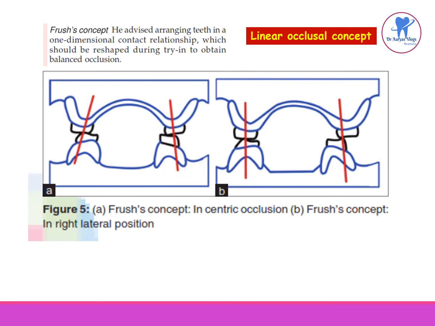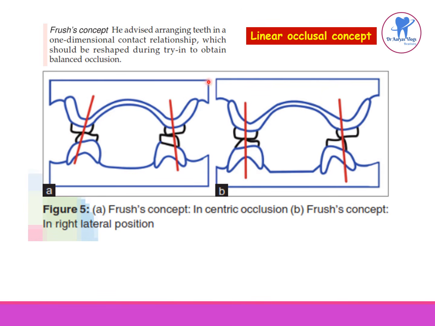Okay. Coming to the Fresh concept, here Fresh arranged teeth in one-dimensional contact relationship, which should be reshaped during trying to obtain balanced occlusion. And in 1967, Fresh gave the concept known as linear occlusal concept, which employed an arbitrary articulator balance followed by intraoral corrections to obtain balance. Okay, here the Fresh concept in centric occlusion, and here it is in the right lateral position.